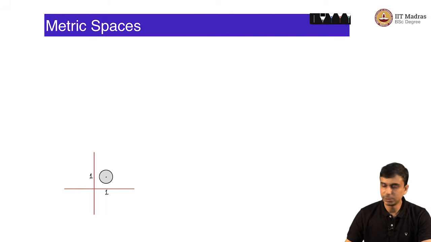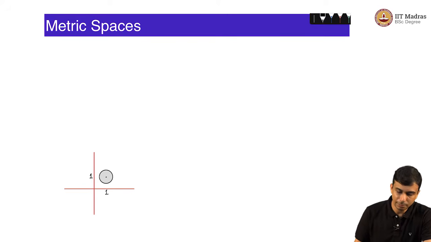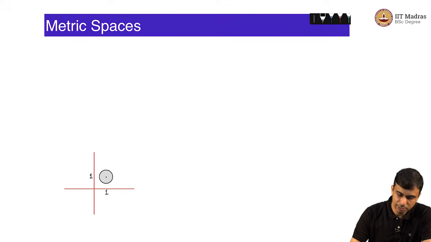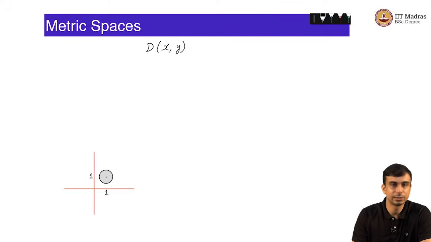The next object that we will be interested in analyzing is a metric space. So what is a metric space? A metric space is simply a set with an extra structure associated with it, and the main structure is the distance function. So you can have a distance function d which takes in 2 objects in the set. That is the distance function.